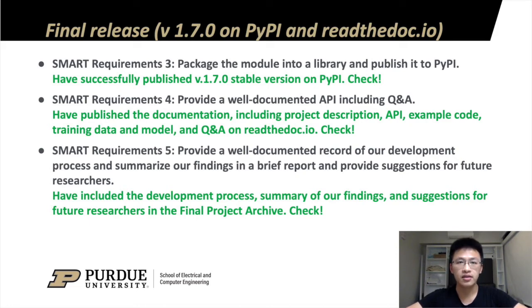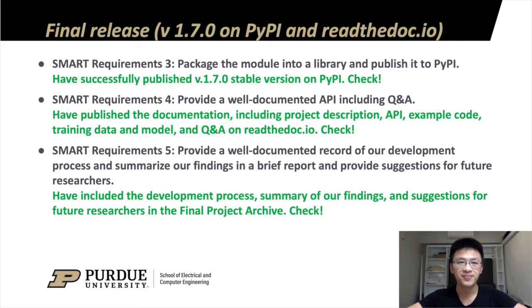Not only did we provide the documentation of API and Q&A on readthedocs.io, we also provide project description, example code, and training data on it. Double check. The fifth SMART requirement would be to provide a well-documented record of our development process and summarize our findings in a brief report and provide suggestions for future researchers. We have included all this information in our final project archive, and it will be published on readthedocs.io as well.